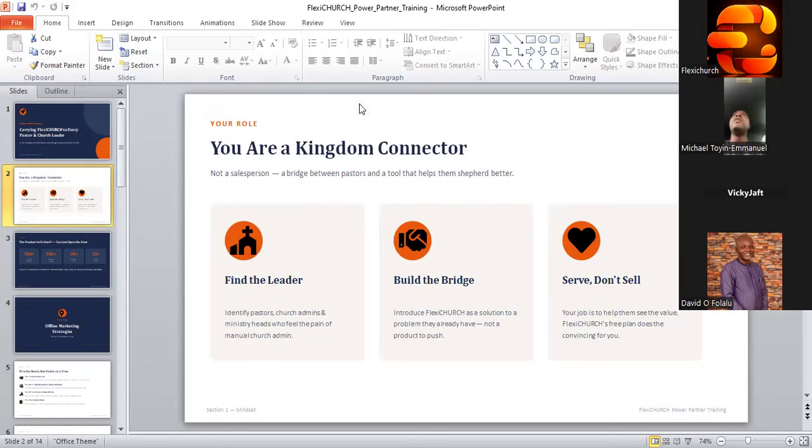And when you are presenting, that is the third bridge. When you are presenting Flexichurch, don't present it as a product. Offer it as a solution. Help them see the value and much more that you are giving. And when you do that, you are already on a good footing to convert.